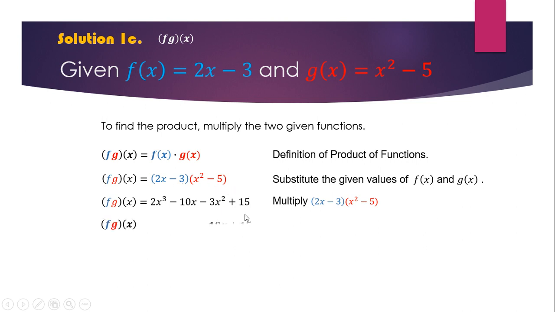Then after that, we're going to combine like terms. So the final answer would be, since there's no like terms in the product of the two polynomials, we're just going to rearrange by descending order.